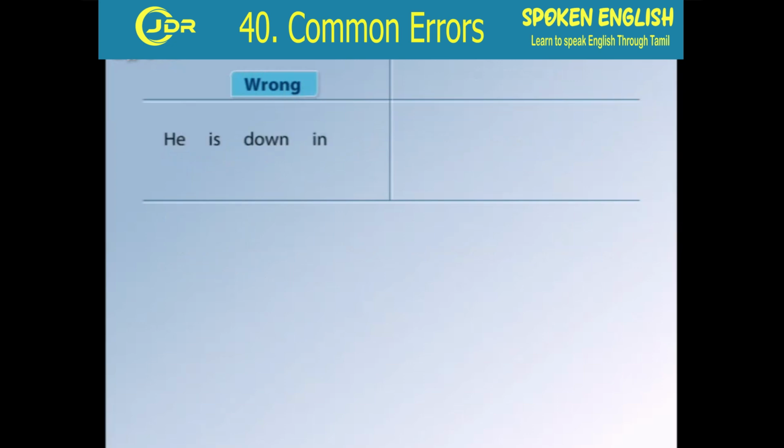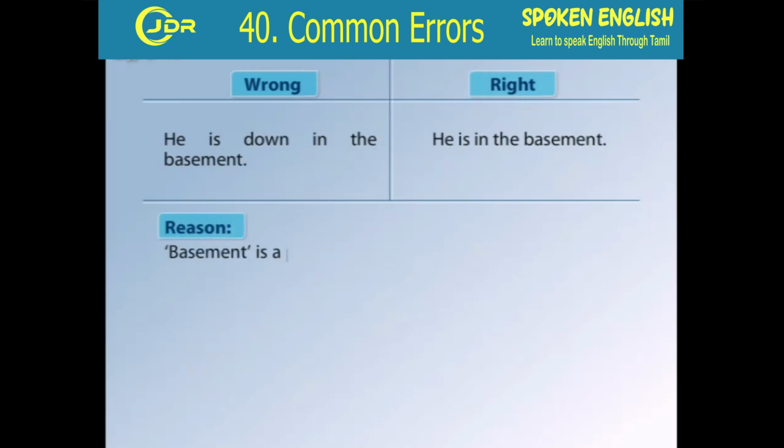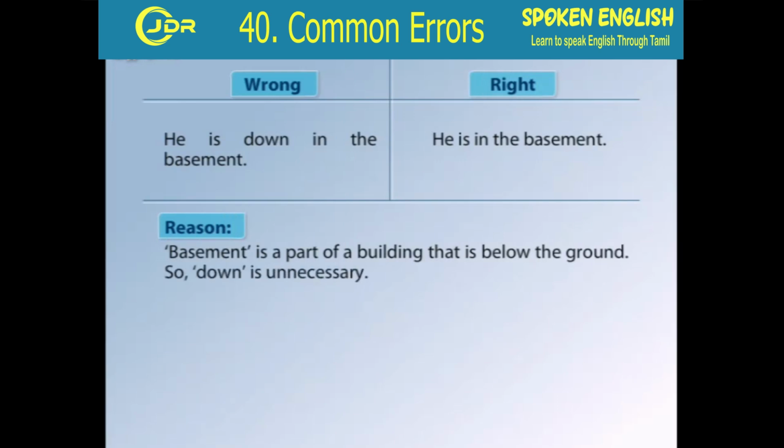Wrong. He is down in the basement. Right. He is in the basement. Reason, basement is a part of a building that is below the ground. So, down is unnecessary.